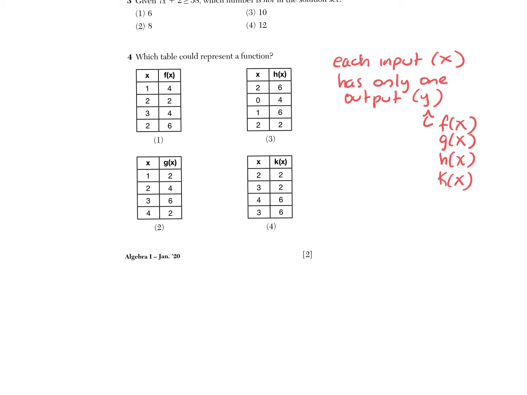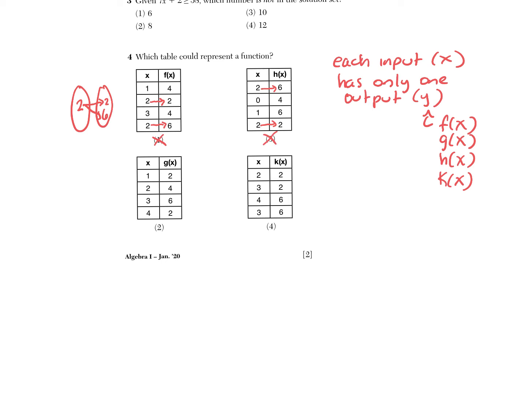So if I look at choice 1, number 2 goes to 2, but number 2 also goes to 6. You could remember this as a mapping diagram. If you have a 2, it can't go to 2 and 6. You can't have 2 arrows coming off of it, so that is not a function. So I see that again here. 2 goes to 2, 2 goes to 6, not a function.